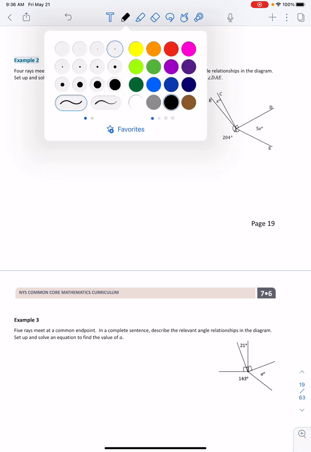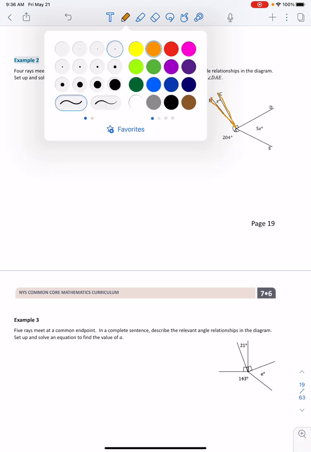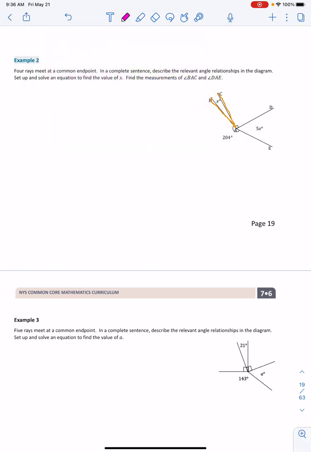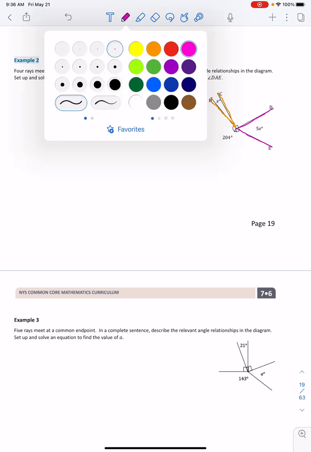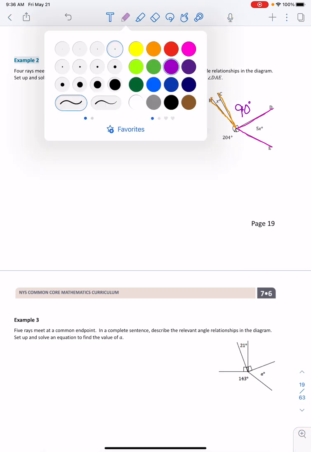So BAC is right here. Oops, sorry. And then DAE, I'm sorry, is right here. And then remember, our 90-degree angle is right here. So I'm going to put that in, and that's right here. Okay?